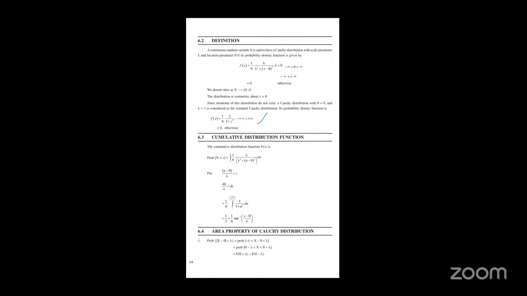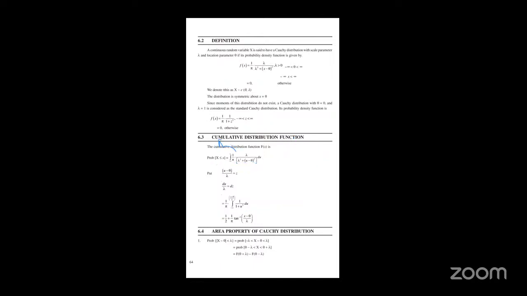Now the cumulative distribution function. The cumulative distribution function F of x, probability of X less than or equal to x, equals the integration from minus infinity to x of 1 by pi into lambda by lambda square plus u minus theta whole square du. We take u minus theta by lambda as z. Then differentiating, du by lambda equals dz. Then the 1 by pi we take out.